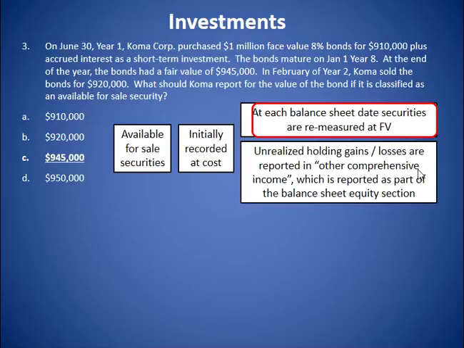previously, any unrealized holding gains or losses go to accumulated other comprehensive income, but that's not what this question's asking. It's asking what should the value be of that bond. And in this case, the value of the bond at the balance sheet date, the remeasure, was $945,000. So the answer would be C, $945,000. Let's go ahead and try number 4.